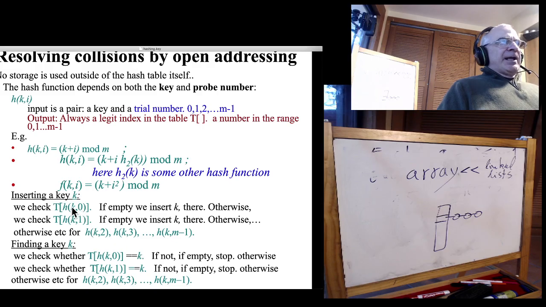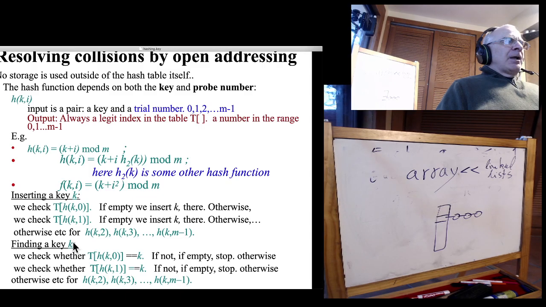If the cell is empty, then that's where I'm inserting k. If the cell is occupied, then I'll check T of h(k, 1). Compute (k + 1) modulo m. If this index is empty, then that's where I insert k. Otherwise, I'll try h(k, 2), h(k, 3), all the way up to h(k, m), at which point I'll just give up and say the table is completely occupied. There is no room in the table.